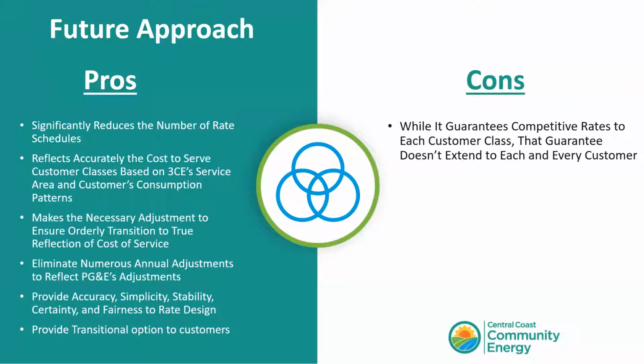So the cons in this structure is that while it guarantees competitive rates to every customer class, the guarantee doesn't extend to each and every customer, meaning essentially that we're not going to be able to say every customer has the exact percentage of savings. It's going to vary by customer class.